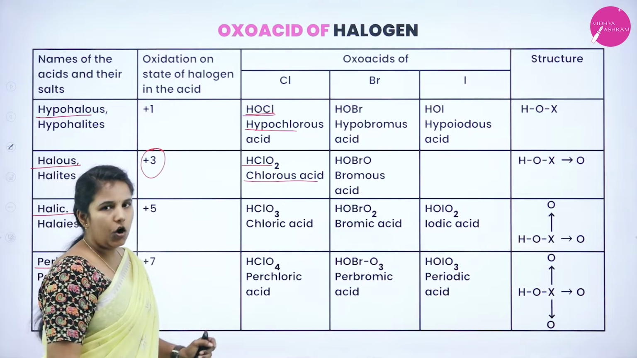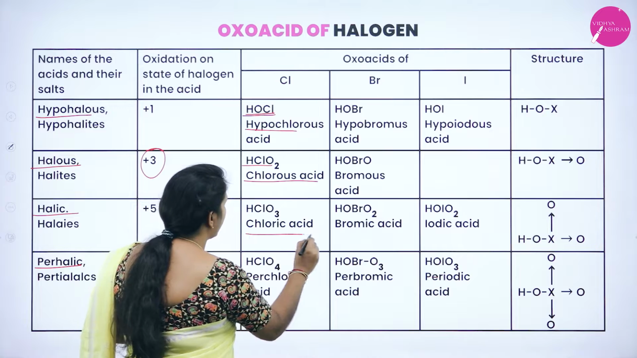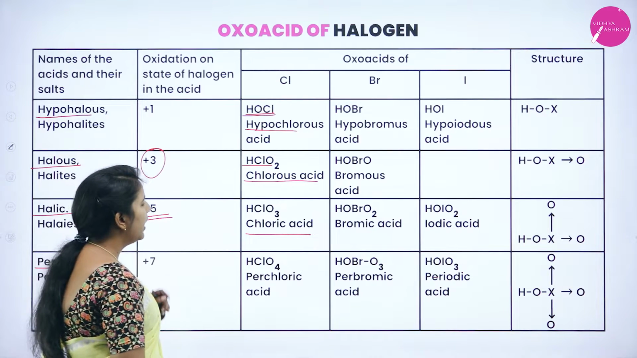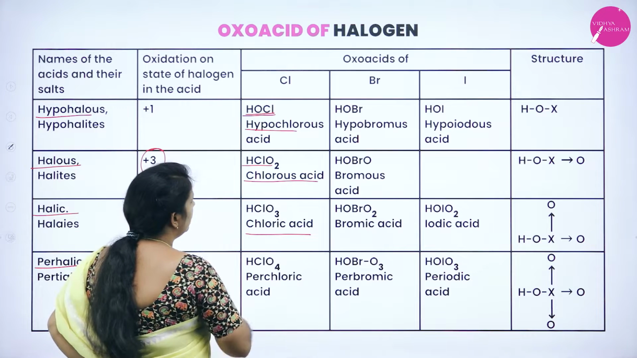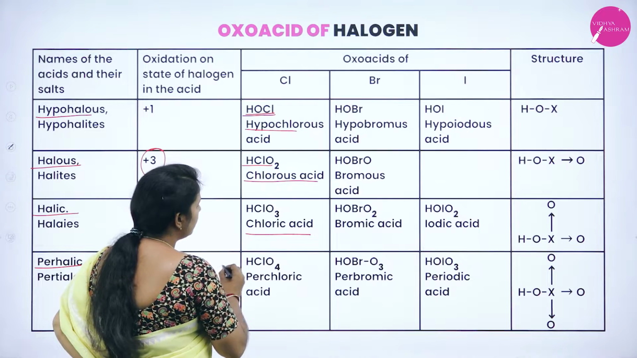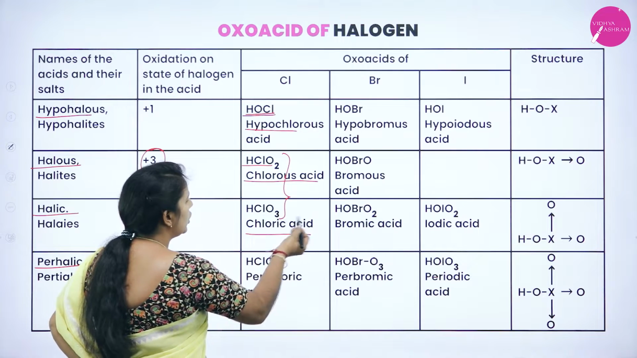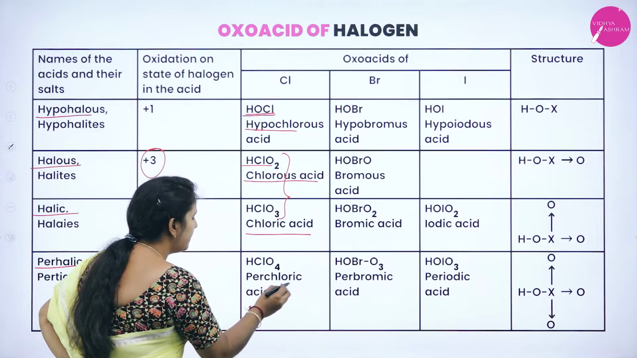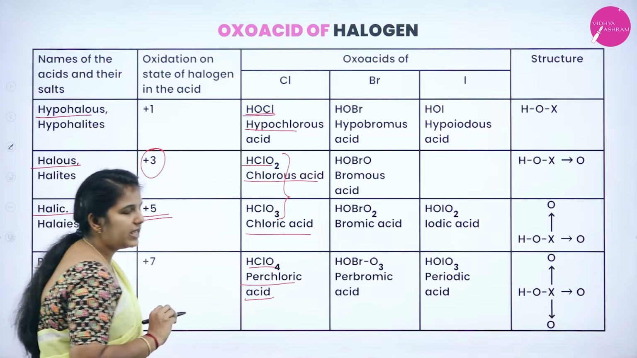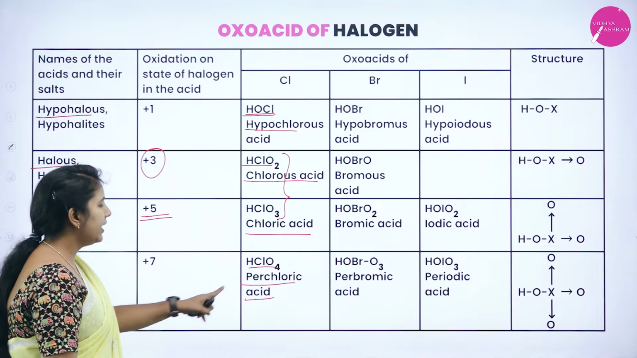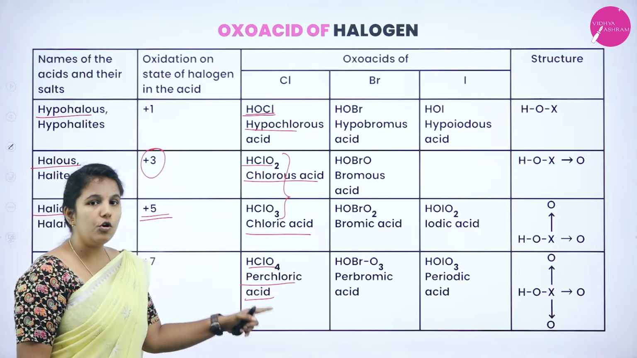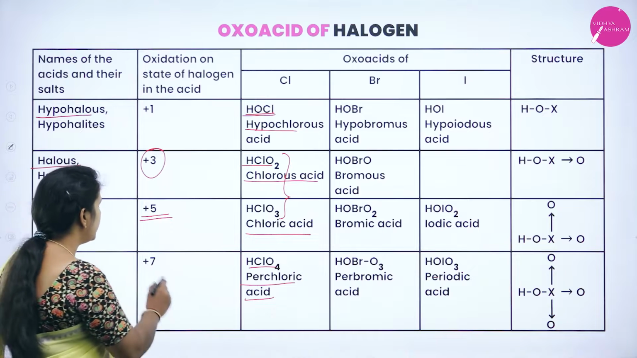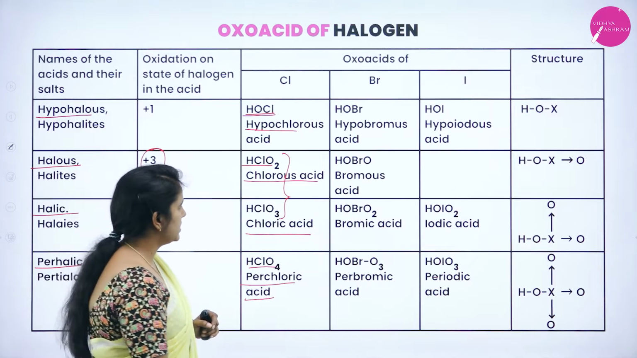The third oxoacid of chlorine is chloric acid, with an oxidation state of +5, represented as HClO3. Again, one oxygen has been added. The fourth oxoacid of chlorine is perchloric acid, represented as HClO4. Again, one more oxygen atom is added compared with chloric acid, and it exhibits a +7 oxidation state.